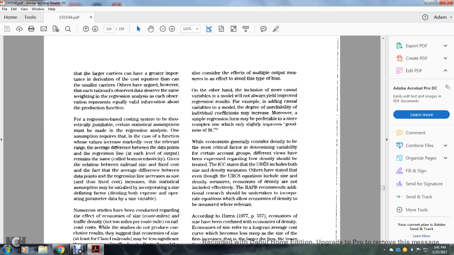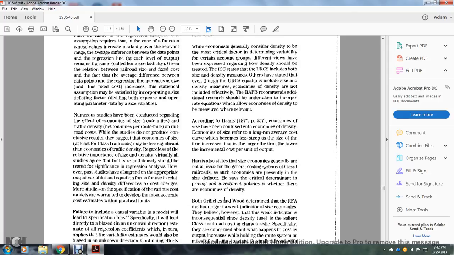The Interstate Commerce Commission's Uniform Railroad Costing System includes both size and density measures, as others have stated. Even though the Uniform Railroad Costing System equation includes size and density measures, the economies of density are not identified effectively. The Railroad Accounting Principles Board recommends that additional research be undertaken to incorporate an equation which allows the economies to be designated with a measure where relevant.